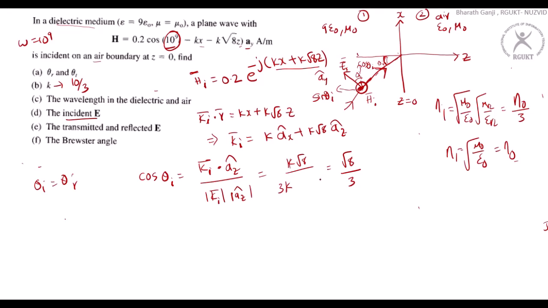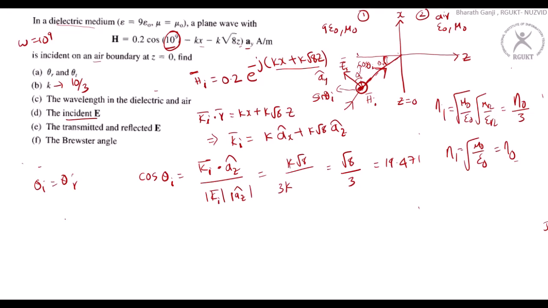If this is cos theta I, from here I can calculate the angle of incidence. I'm getting it around 19.471 degrees.